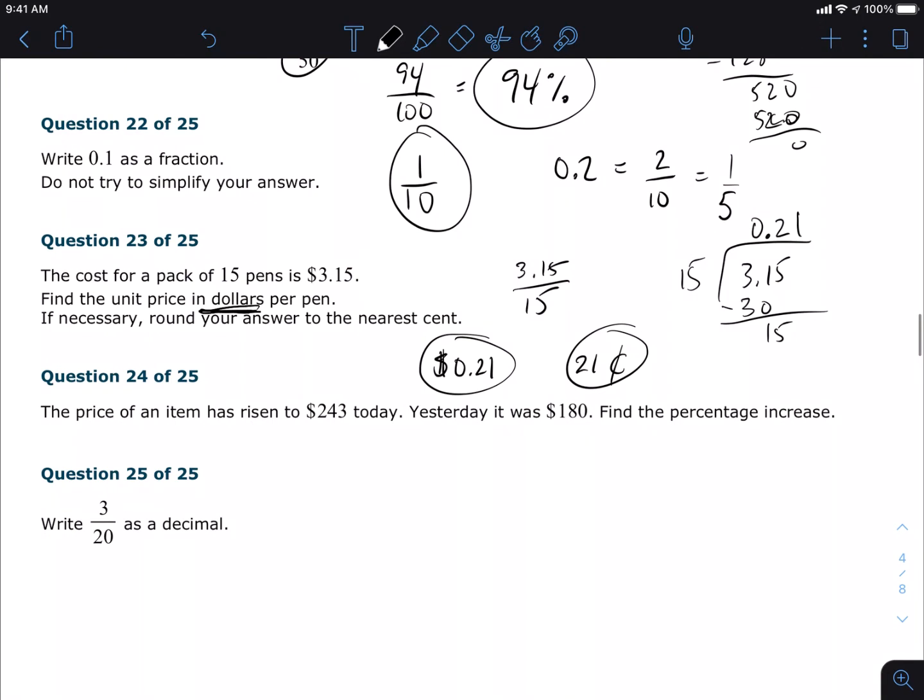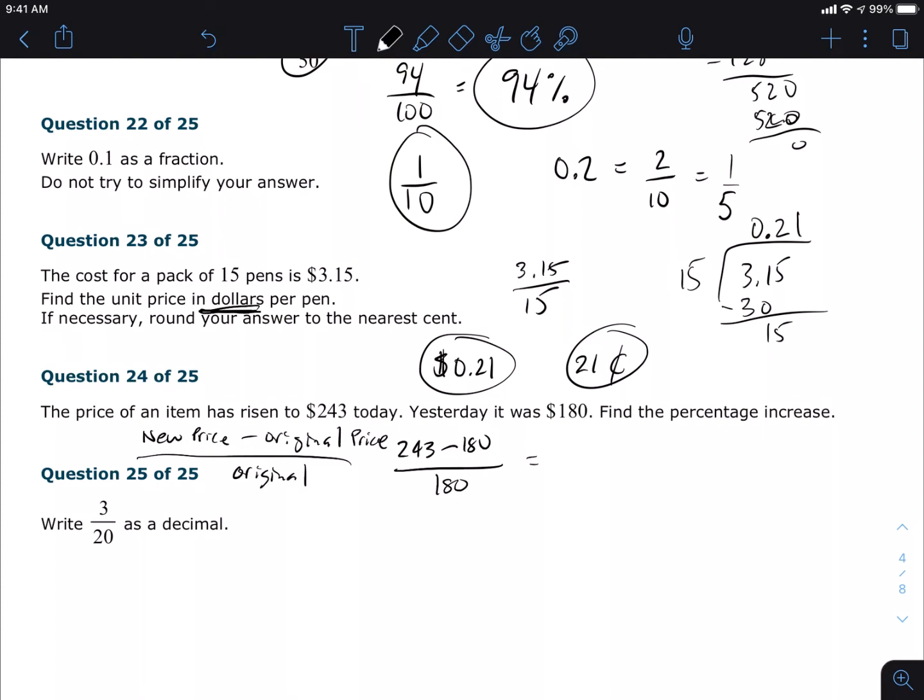All right, the next one. The price of an item has risen to $243 today. Yesterday it was $180. Find the percent of increase. So to find the percent of increase, what we're going to do is go the new price minus the original price, and then divide that by the original price. Does that make sense? So it's new price minus original price over the original price.